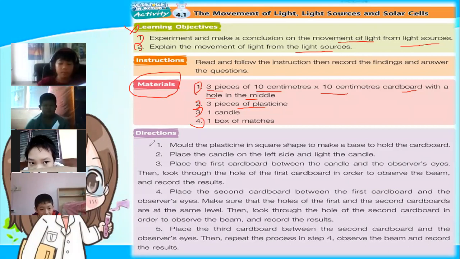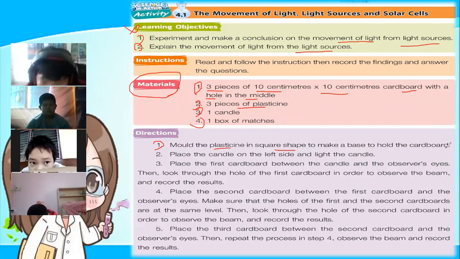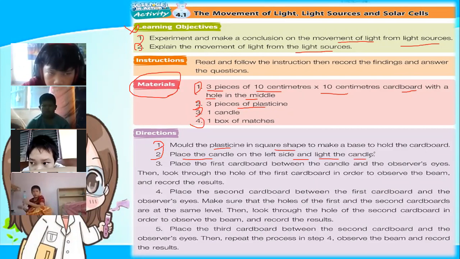Okay, now here we have some directions. First, we are going to mold the plasticine in a square shape to make a base to hold the cardboard. To hold the cardboard, we require plasticine, right? Second, we are going to place the candle on the left side and light the candle. With the help of the matchbox, we are going to flame it.